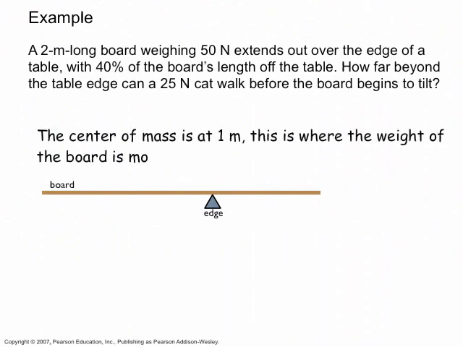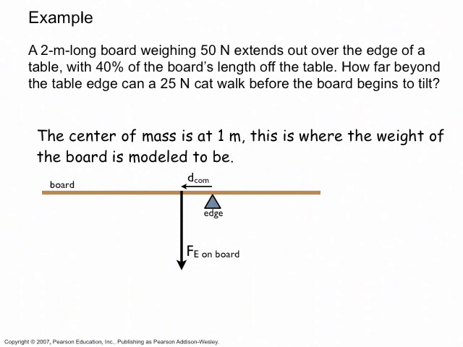The center of mass of the board is at 1 meter. This is where the weight of the board is modeled to be. The force of the earth pulls down halfway in the middle of this uniform length board. So the center of mass is a distance from the edge. The center of mass is 10% of the overall length of the board from the table edge, to where the force of the earth, the weight of the board, is operating.